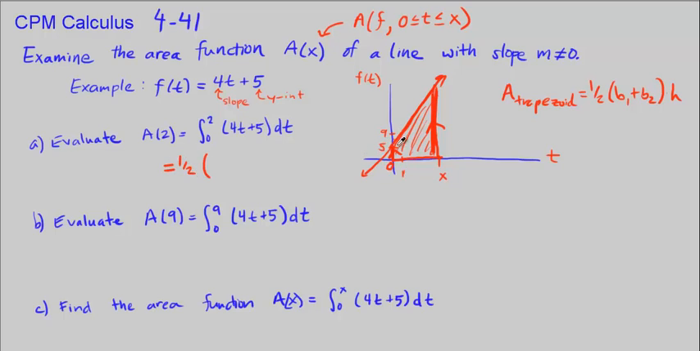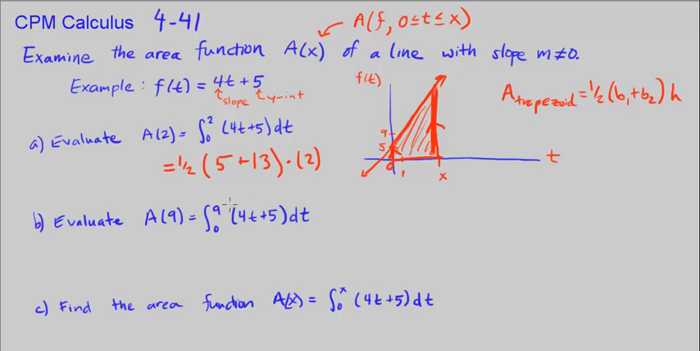Well, what is the height at t equals 0? If we plug in t is 0 here, we get 4 times 0 plus 5, and that's equal to 5 because 4 times 0 is 0. So that's base 1. Base 2 is on this side, where t is 2. If you plug in 2 here, you get 4 times 2 is 8, 8 plus 5 is 13. Okay, so that's base 2. And the height is the distance between 0 and 2, so 2 minus 0 is 2.